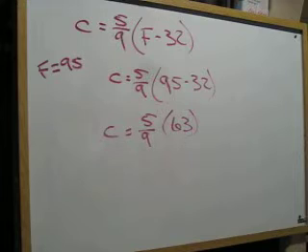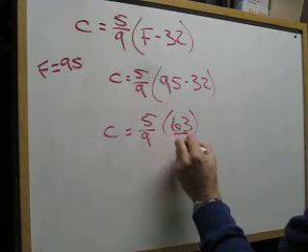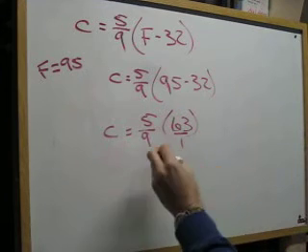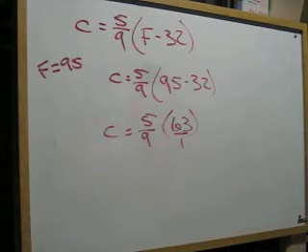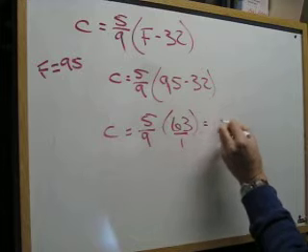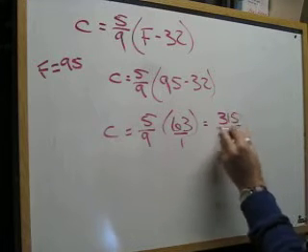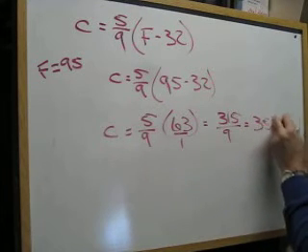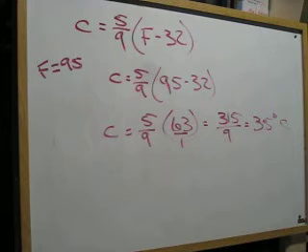So, let's put this over 1 because we are multiplying fractions. So 5 times 63, and then 9 times 1. You could do it that way and end up with 315 over 9. And then if you reduce that, that reduces to 35 degrees Celsius. So if it's 95 Fahrenheit outside, it's really 35 Celsius.